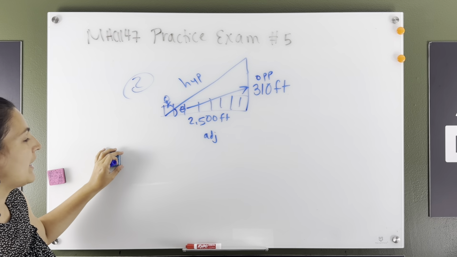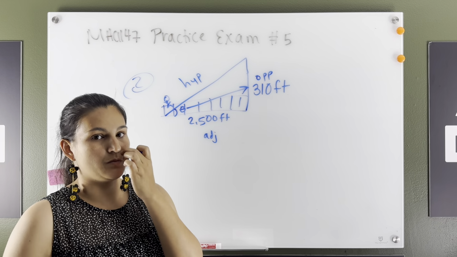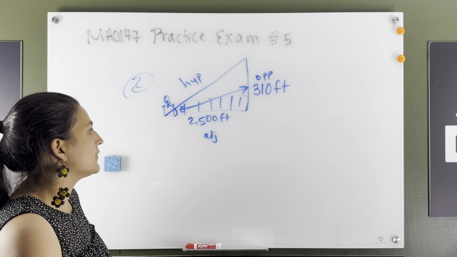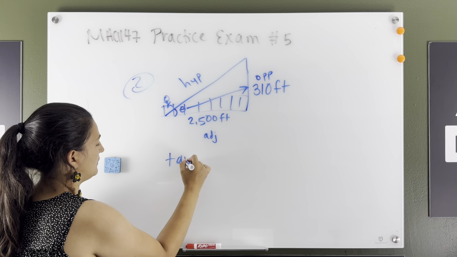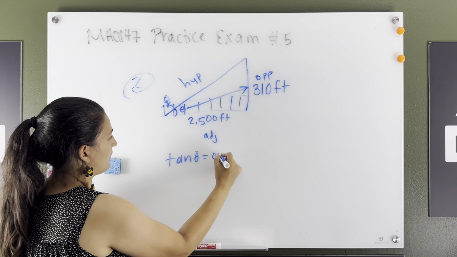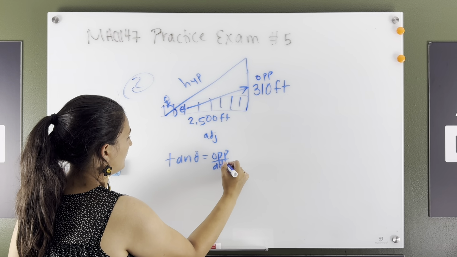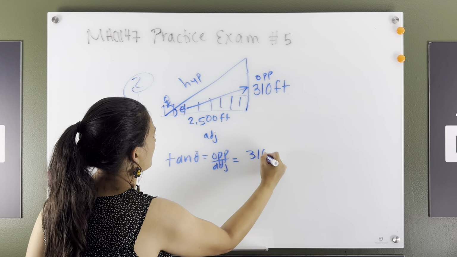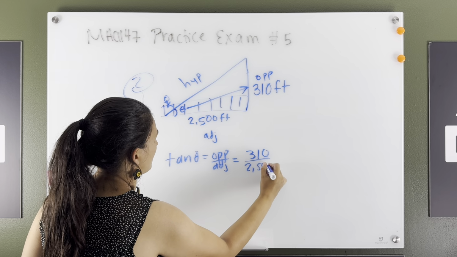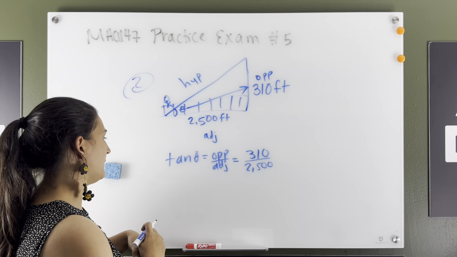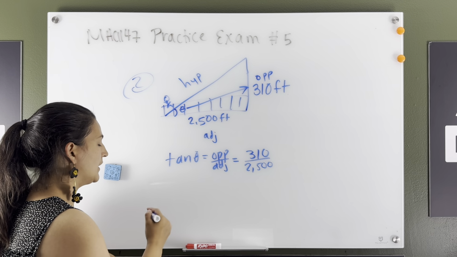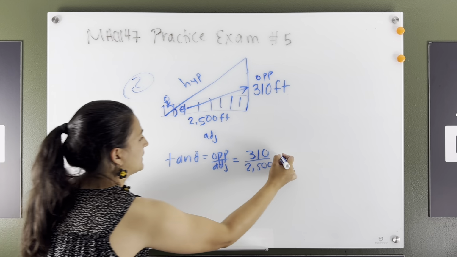And so if I have opposite and adjacent, which trig function would you want to use? I would want to use tangent, right? Remember that tangent of the angle is opposite over adjacent, which is 310 over 2,500. Okay, so plug that in and you get 0.124.